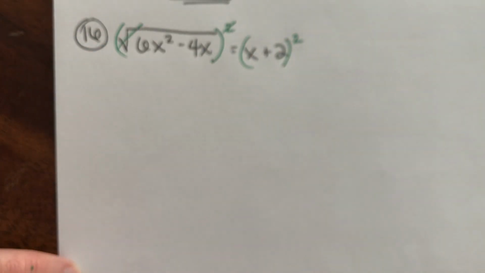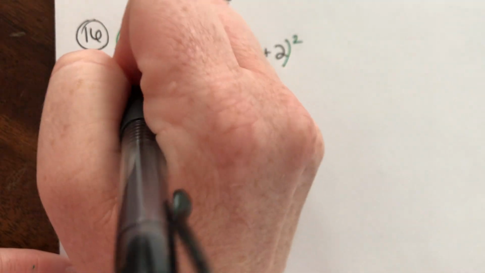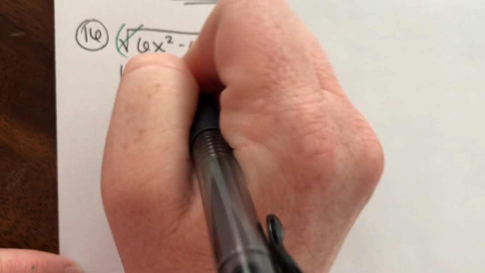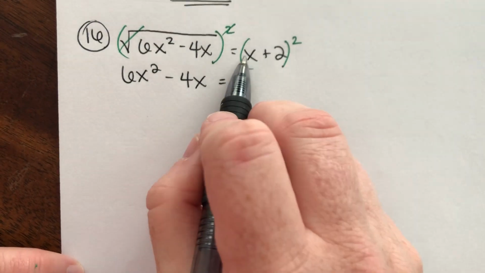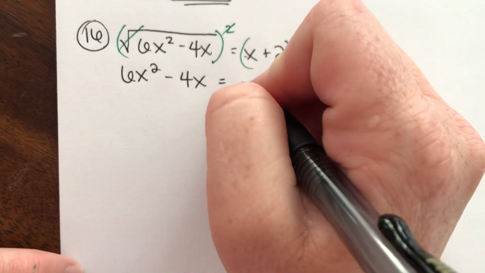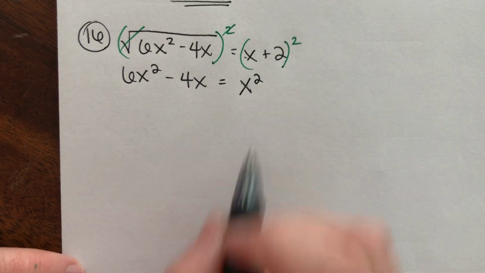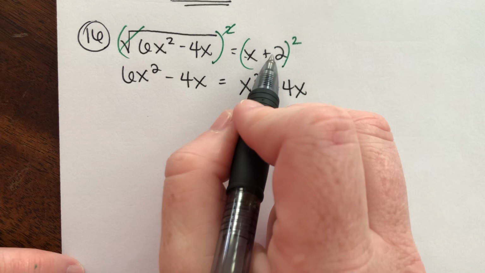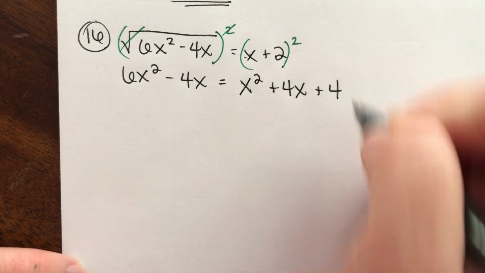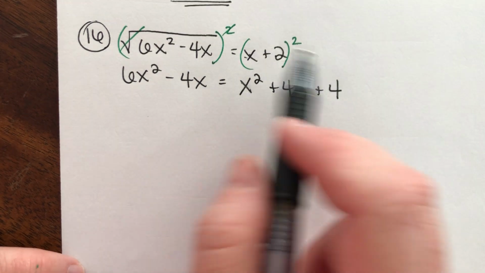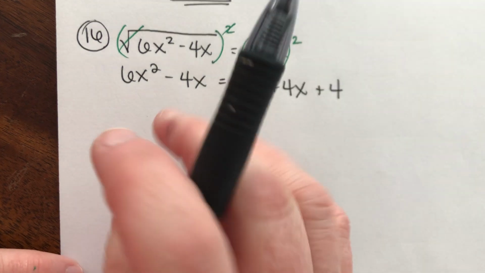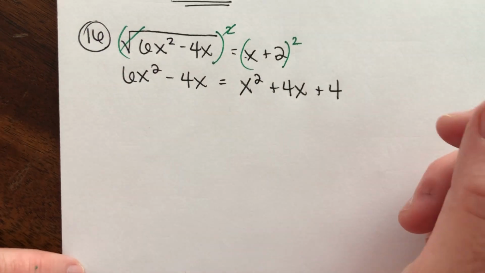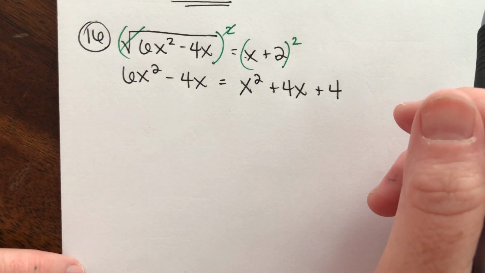These cancel each other out, so I'm left with 6x squared minus 4x equals, and then this is being multiplied by itself. So I square the first term. First times last times 2 is the middle term, and then I square the last term. Okay, so I've got all the pieces of a quadratic now. Now I need to combine like terms and move everything to one side of the equal sign.